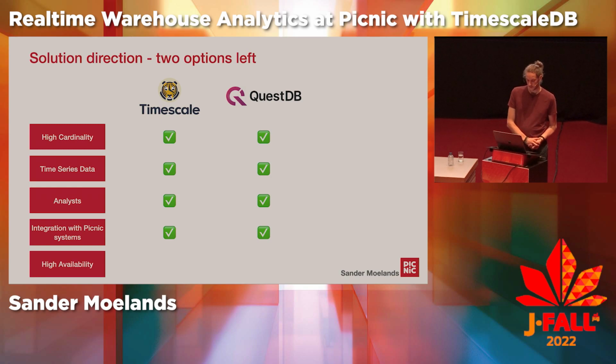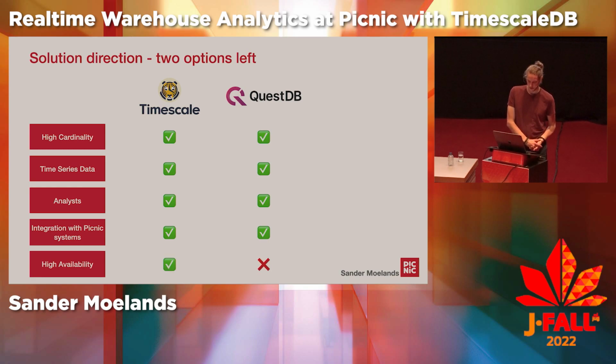Integration with Picnic systems, that's also a big plus because for Timescale, definitely, it's just Postgres with some special functionality. For QuestDB, they support the full Postgres SQL setup as well. You have the required functionality there to model any data that you want in it. So both solutions will give us full flexibility in what we want to do.